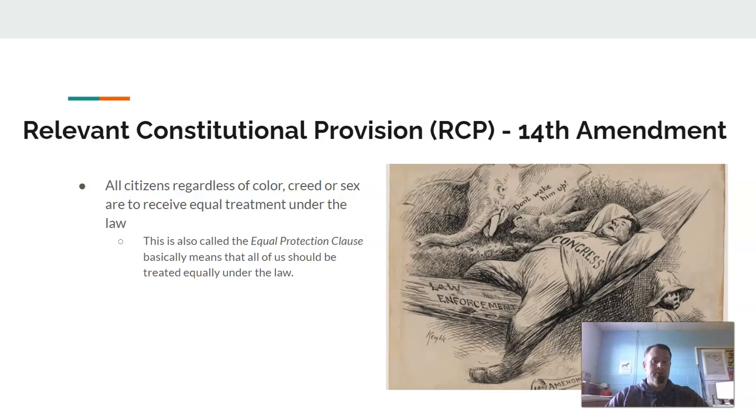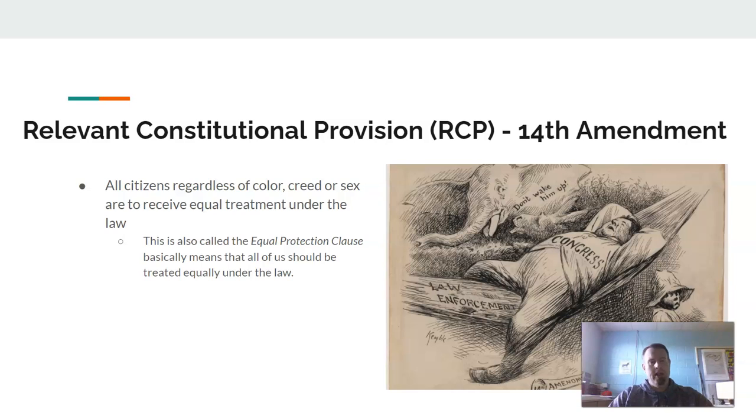This is also called the Equal Protection Clause, and it is used a heck of a lot in legal terms, especially in constitutional cases because we, as a nation of law and order, do want to ensure that all people receive the same treatment under the law, or at least try to get there.